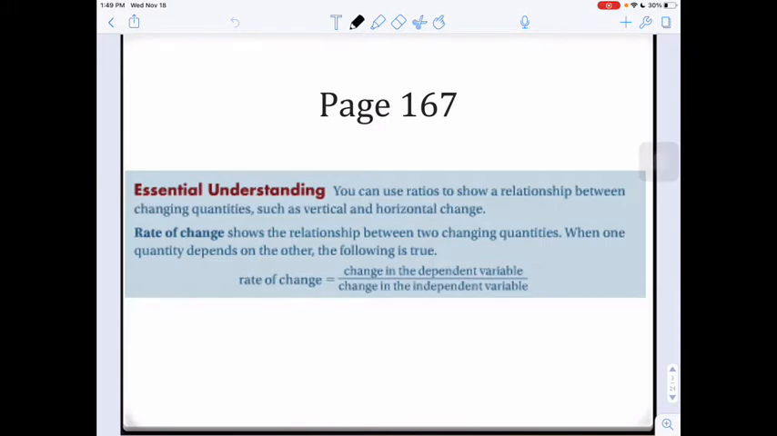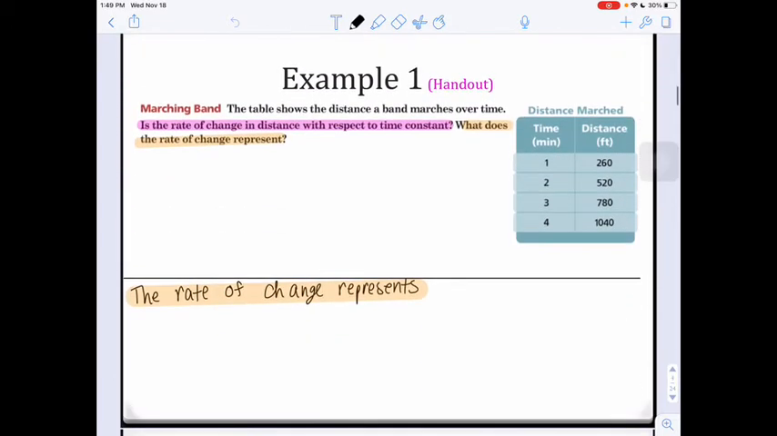When one quantity depends on the other, the following is true. Rate of change is a change in the dependent variable over the change in the independent variable. So in example 1, we have the table shows the distance a band marches over time. Is the rate of change in distance with respect to time constant? What does the rate of change represent?